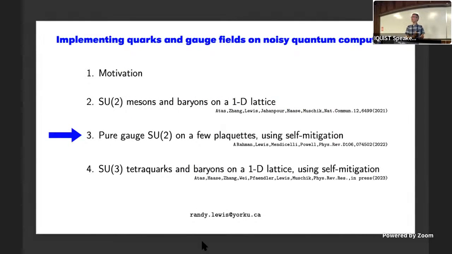So that was part 2 of the talk. I'm ready to move on to part 3, where we can talk a little bit about the gauge fields themselves and putting them on qubits. Unless you have any questions, I want to jump in.